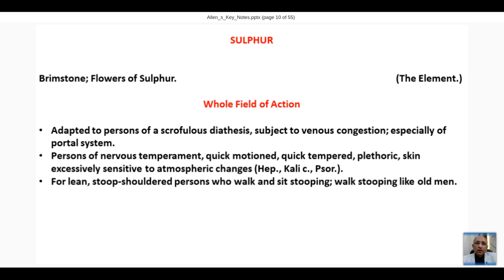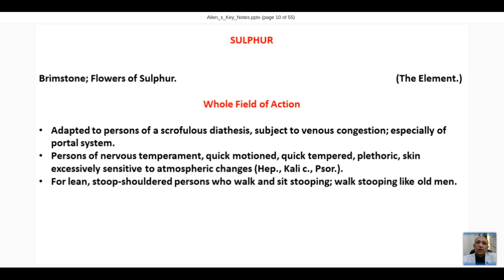This is too important. Immediately it touches your life, mind, adapted to the persons of scrofulous diathesis, subject to venous conditions, especially of the portal system. See, being a homeopathic practitioner or being a homeopathic student, even a PG student, we must understand this line. This is too important for us. We have to understand what is written, scrofulous diathesis. What is scrofulous diathesis? It means it affects the glands, specifically the lymphatic system, the lymphatic flow, a draining system.